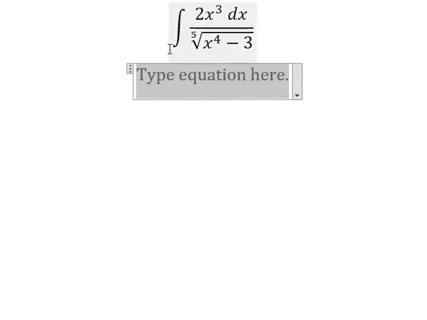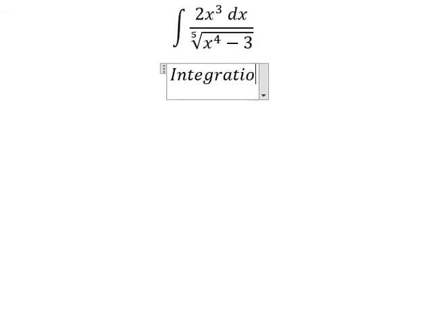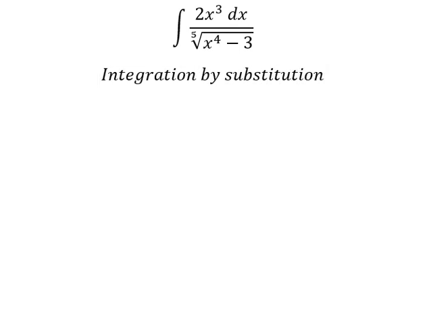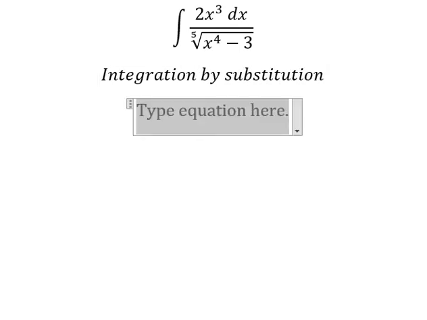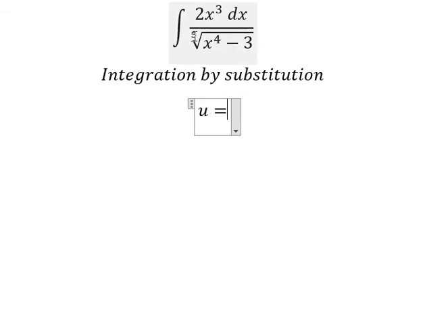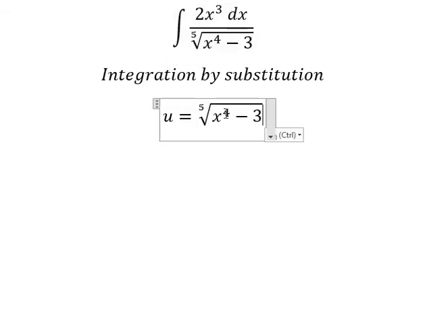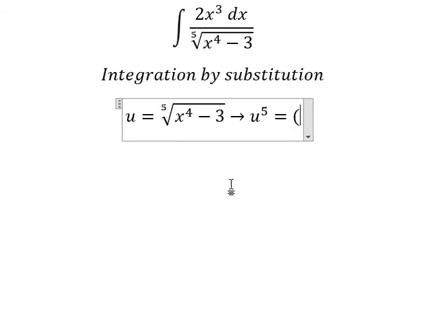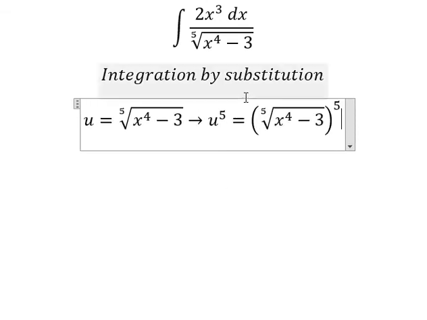The topic today is about integration. So now I will show you how to answer. We need to use integration by substitution. So I will put u equals to this one. Later, we put the power 5 for both sides to cancel the root.